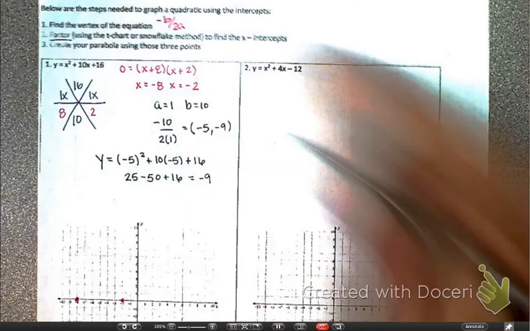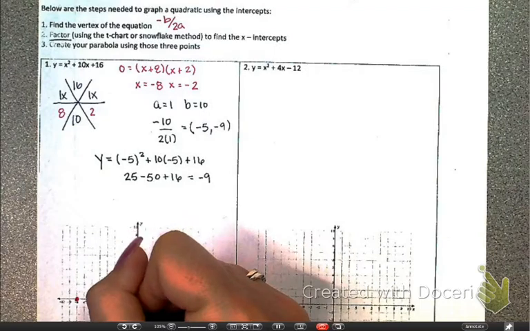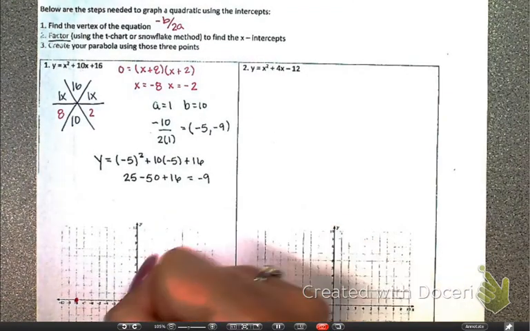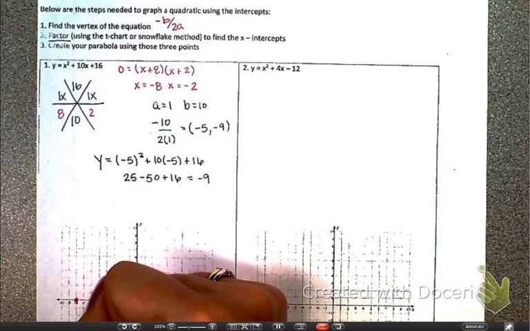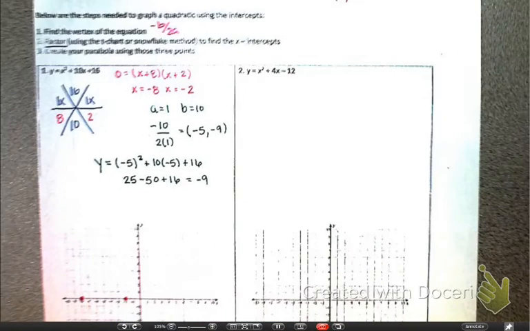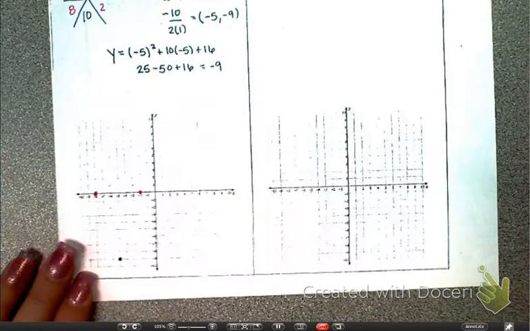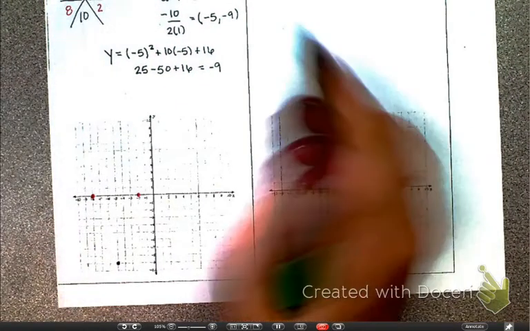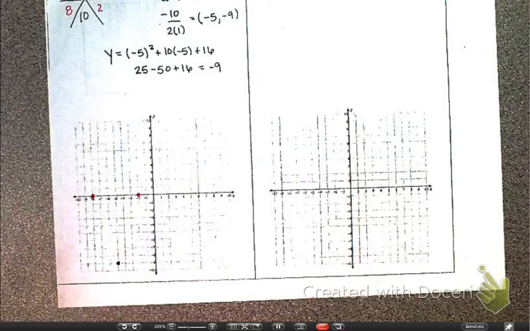So my vertex is at 5, 6, 7, 8, 9. Negative 9. Let me move this up. Sorry, is that what I said? Negative 5, negative 9, sorry.